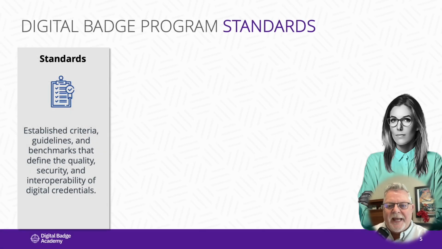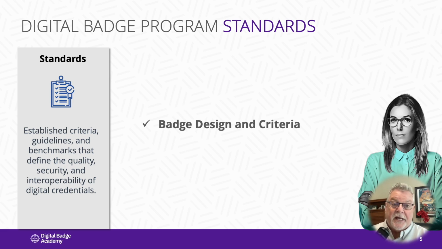So now we move on to standards. So the first thing in standards is badge design and criteria. So this is really about establishing well-defined criteria for badge design, issuance, and assessment. It's also about specifying the skills, the achievements, any competencies that the badges are intended to represent, as well as what evidence or assessment methods are going to be required to actually earn these badges. So this is going to help maintain consistency and quality across all of the badges that you publish and issue.